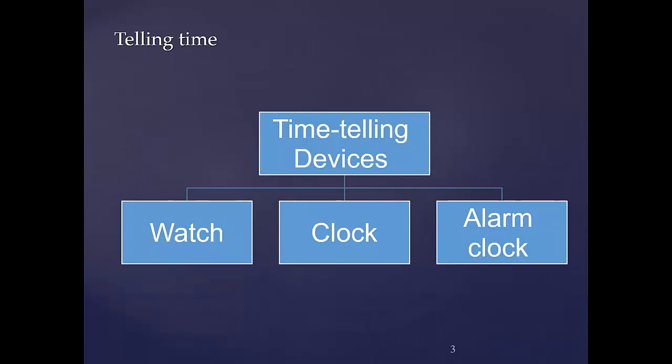Because we're not cavemen that we tell the time by looking at the sun anymore. At least I don't do that. I don't know about you guys. So we use something called a watch, a clock, and an alarm clock. And I'd like to add one. It's called a digital watch or a digital clock, okay?